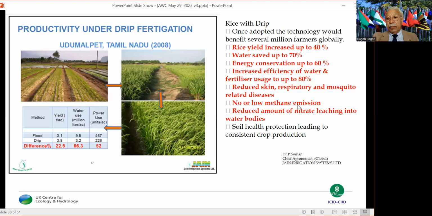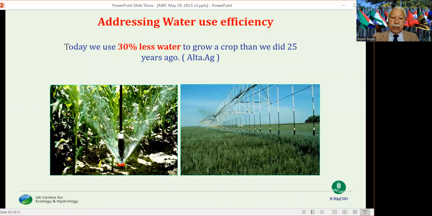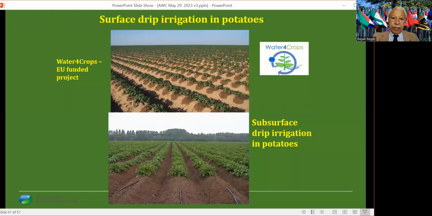And also there is no methane emission under drip irrigation compared to flood irrigation, and it can also minimize nitrate leaching to water bodies. We also tried that in Mauritius Island, where we applied drip irrigation for sugarcane instead of furrow irrigation. Also, having a low-level nozzle for center pivot, closer to the ground, would save up to 30% of water because of the evaporation and wind effect with the high nozzles of center pivot.